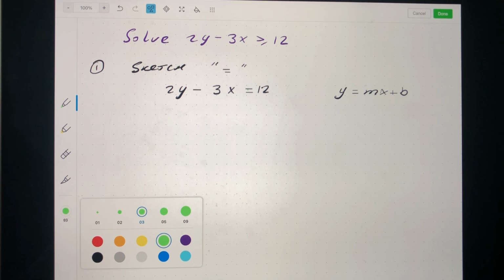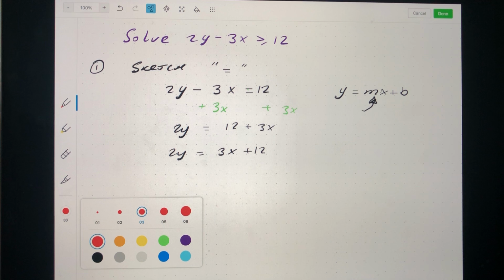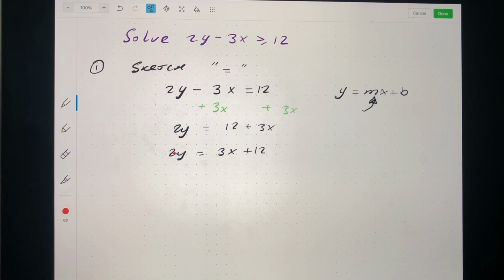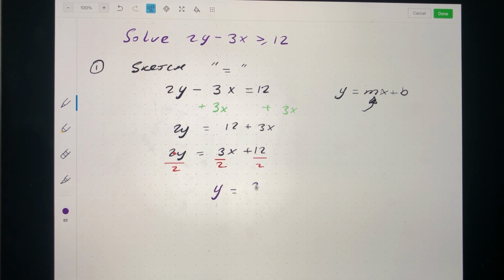So to cancel negative 3x, we can add 3x to both sides. That would make 2y is 12 plus 3x. Usually we write the x first, just like in the slope-intercept form. So let's rearrange them right now: 3x plus 12. Then the last step is to cancel multiplication. To undo the multiplication by 2, we divide each term by 2. And that makes our final solution: y is 3 halves x plus 6.